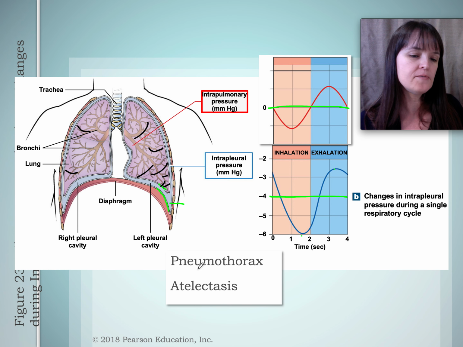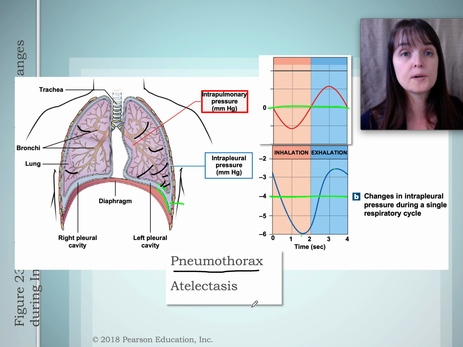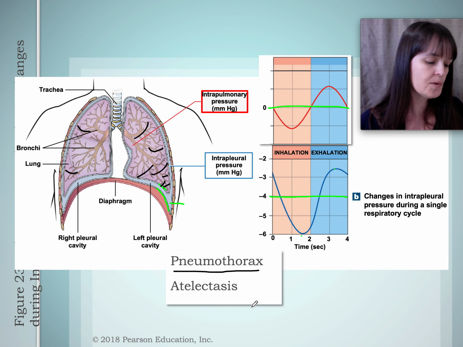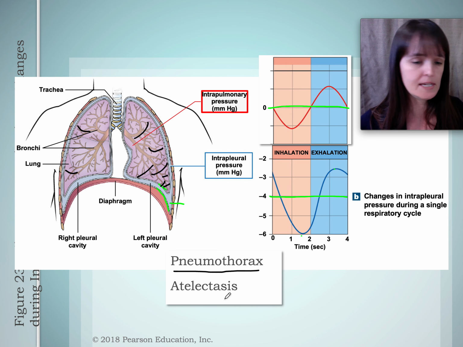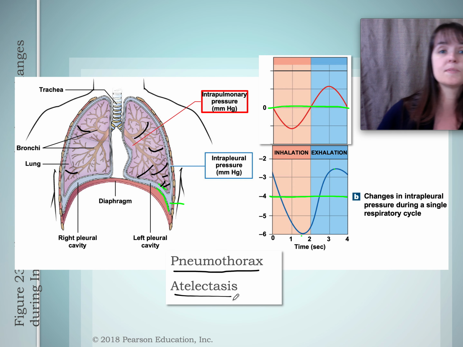Okay, what happens if you lose your negative intrapleural pressure? Then you have a pneumothorax, where you have air in the pleural cavity. And then atelectasis is when you have a collapsed lung.